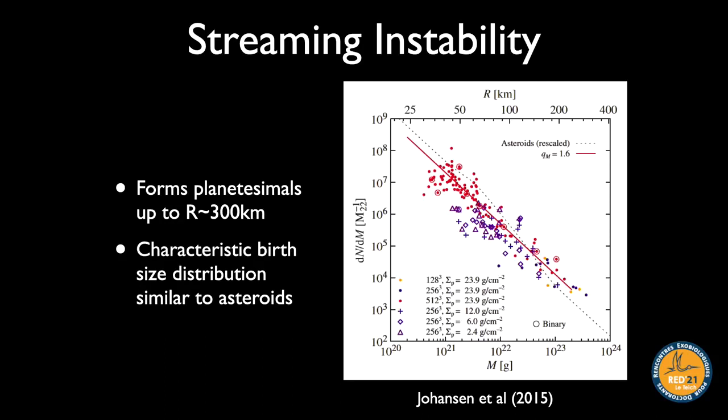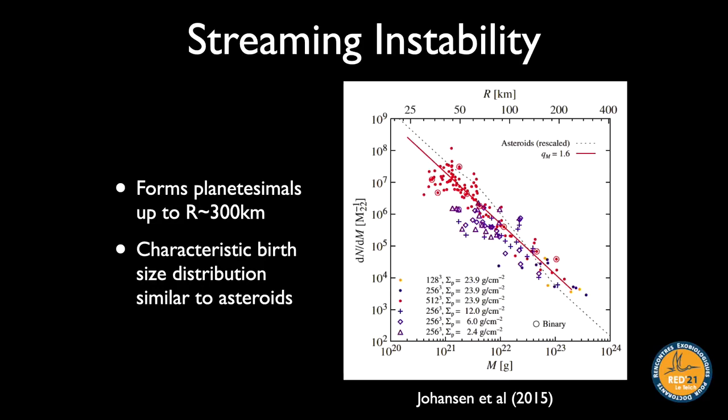This plot here is showing the outcome of simulations of the streaming instability. And what it's really showing is that by analyzing this type of simulation, it looks like objects as large as several hundred kilometers in size can form, right? That's as big as the biggest asteroids, basically. The biggest asteroid, Ceres, has a radius of about 500 kilometers. So this is up to almost the biggest asteroid.